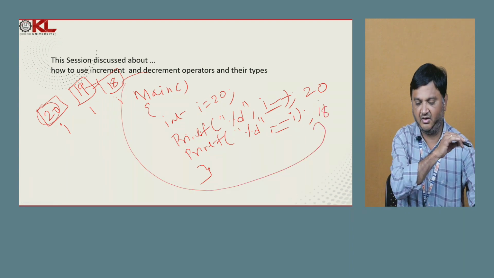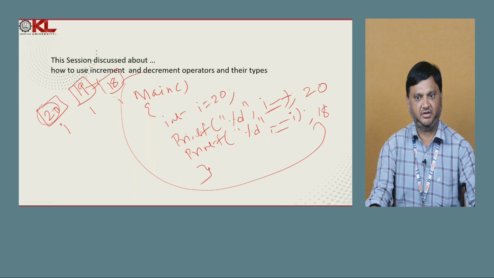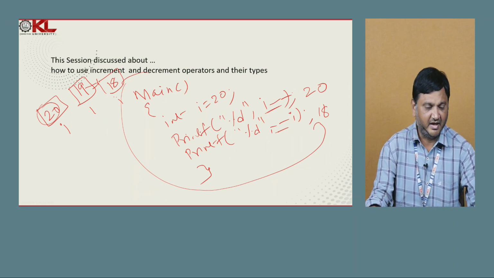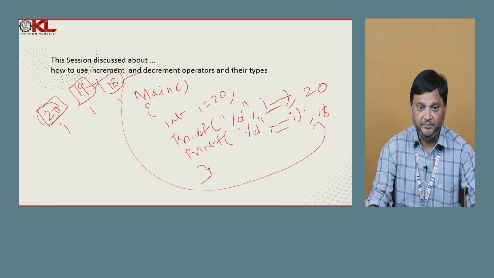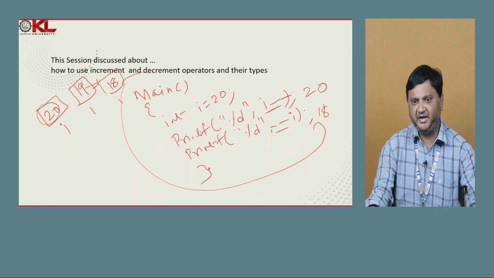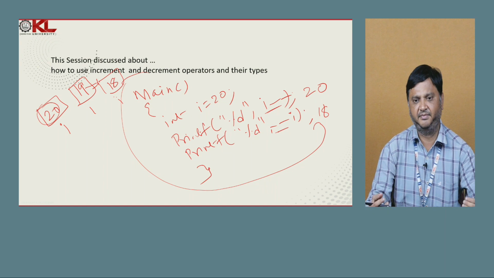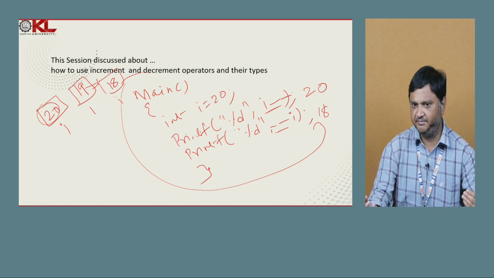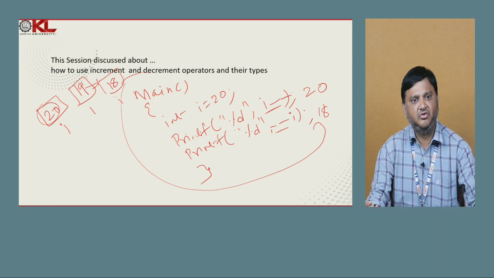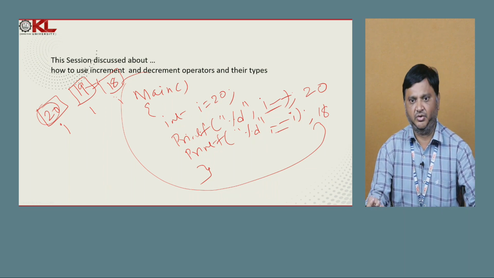18 will be printed on the screen. If you print this, 20 and 18 will be the output you can see on the screen. I hope everyone understood the basic difference between increment and decrement, post increment and pre increment, post decrement and pre decrement. So these are the 4 important operators which come under unary operators.